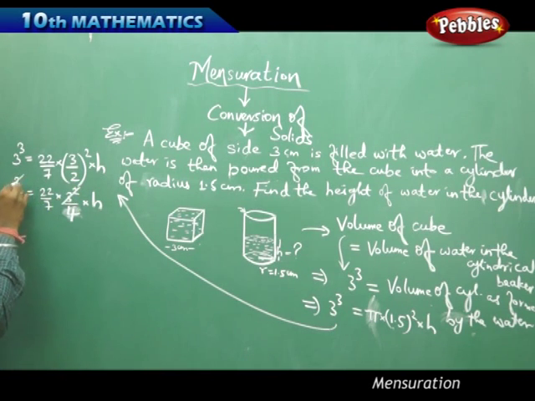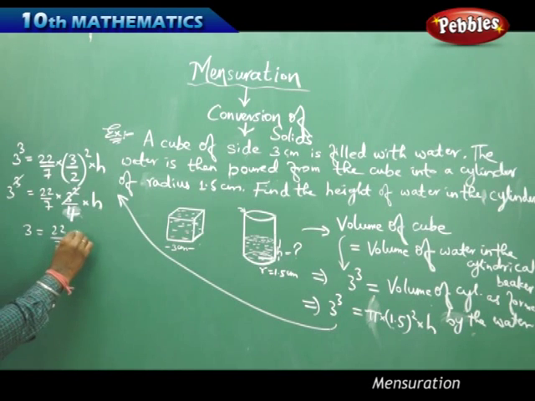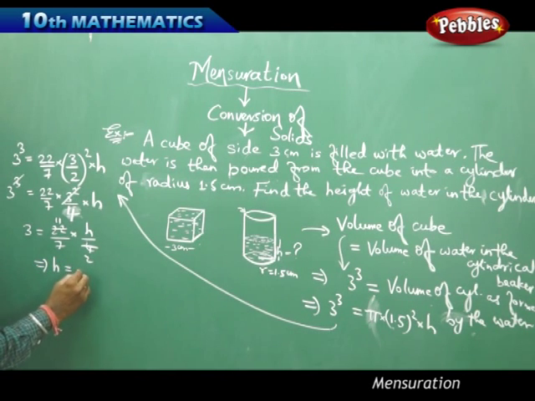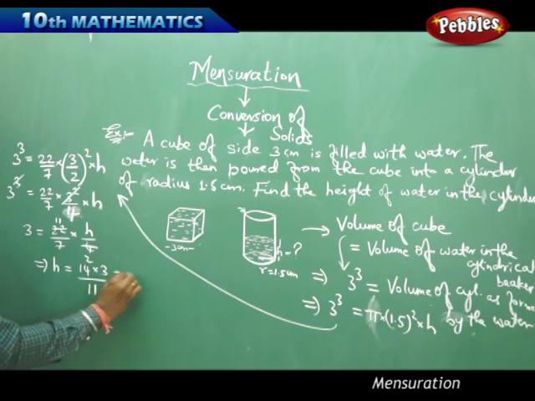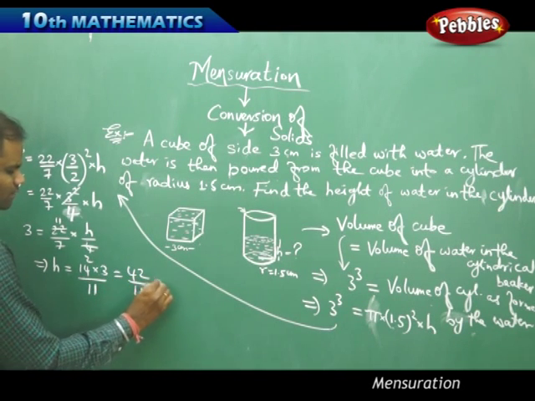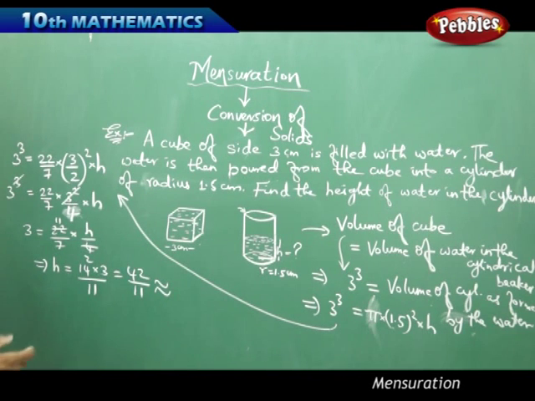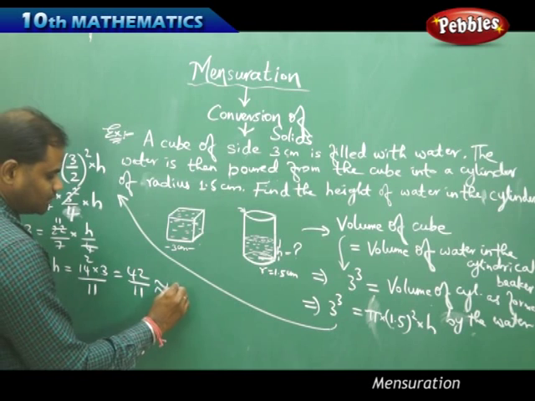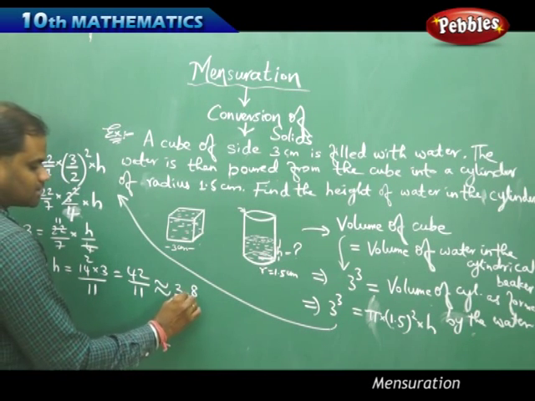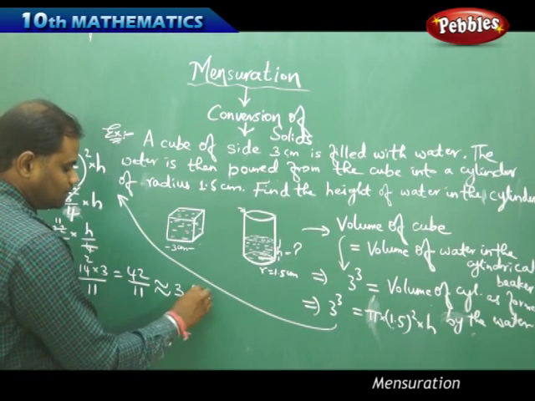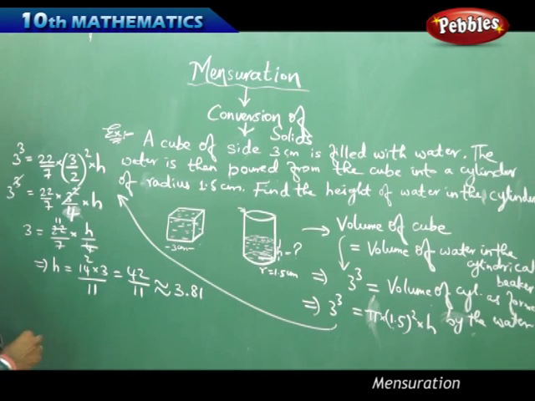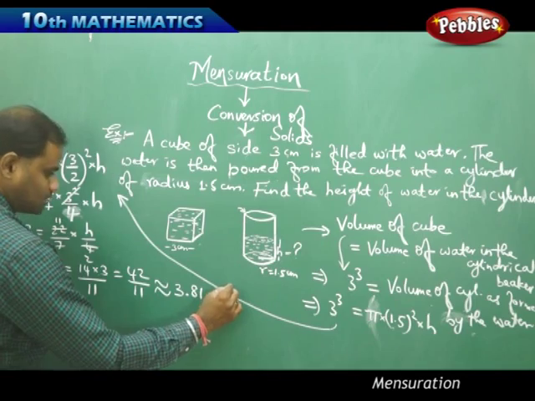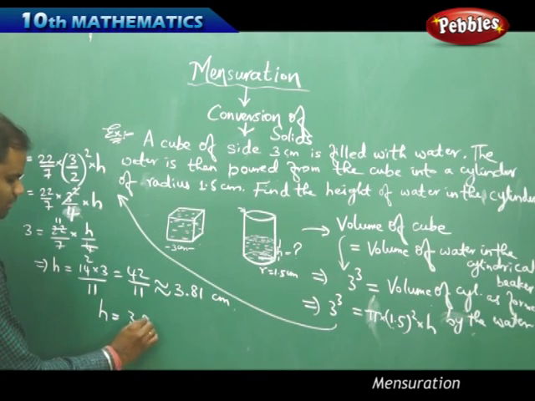This on further simplification cancels one of the 3, and I get 3 is 22 by 7 times h by 4, which on cross multiplication gives 7 times 2 is 14 times 3 over 11 is the height. This on further simplification gives 42 over 11, which gives approximately the height of the water occupied in the cylindrical beaker: 11 threes are 33, 90, 11 eights are 88, 20, and 11 ones, approximately 3.81 centimeters is the height.